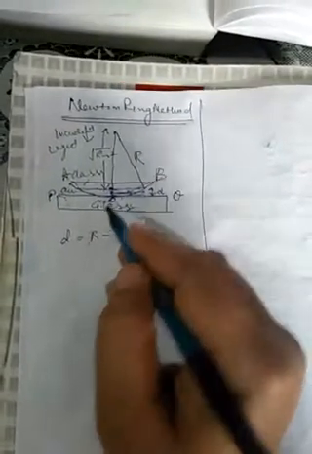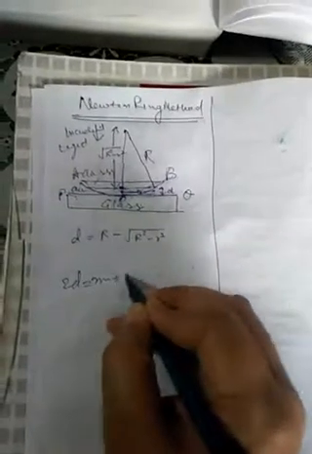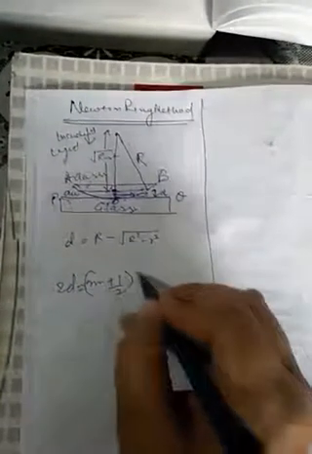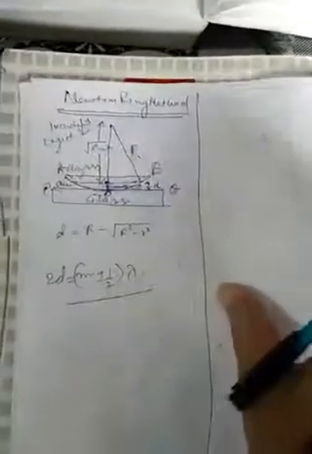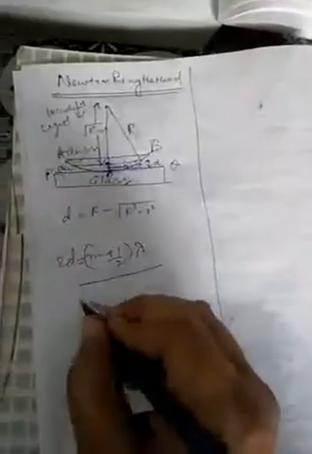For normal incidence, the condition for maximum is 2d = (m + 1/2)λ. That is the condition for maximum. Now for minima, 2d should be equal to mλ. Now the value of d, how to determine it? We know this is capital R, this is the square root of R² minus r², this is small r, and this is d, which is the gap between the plate and the lens. Now we can find d = R − √(R² − r²).